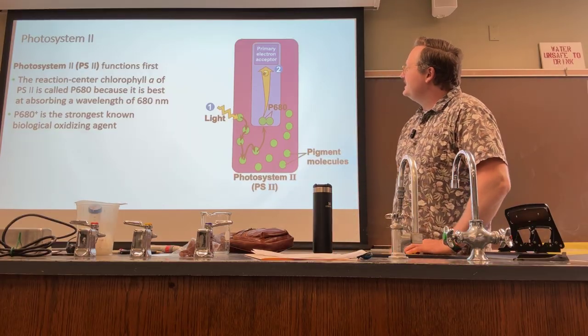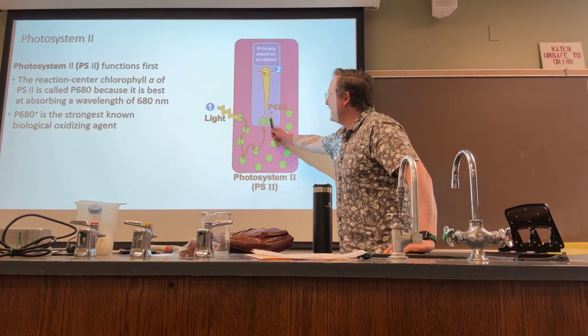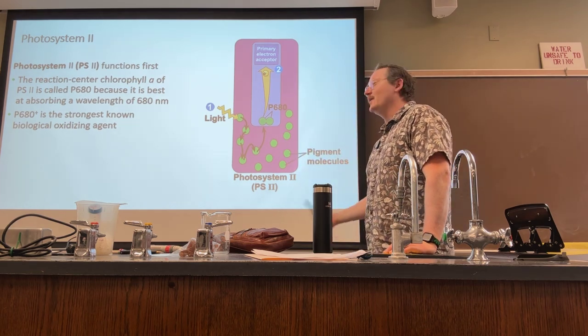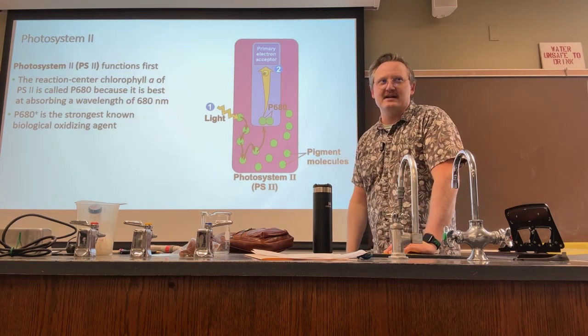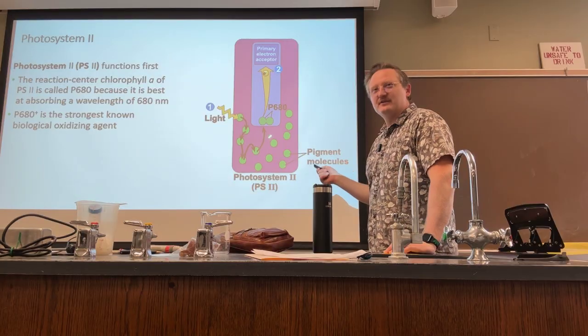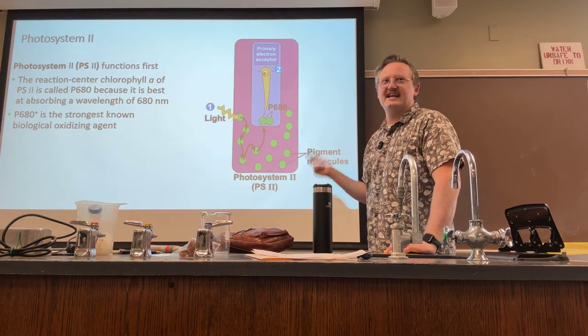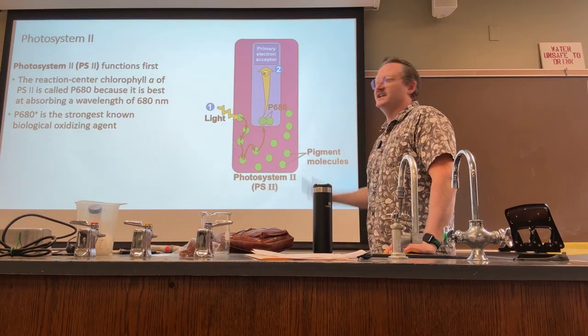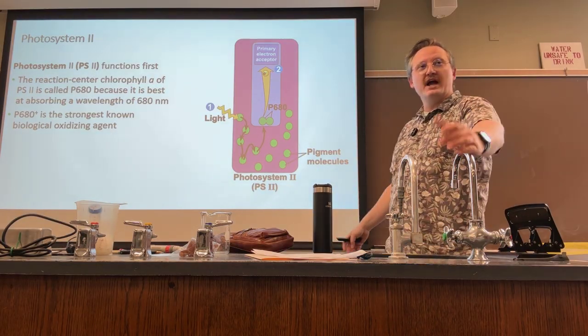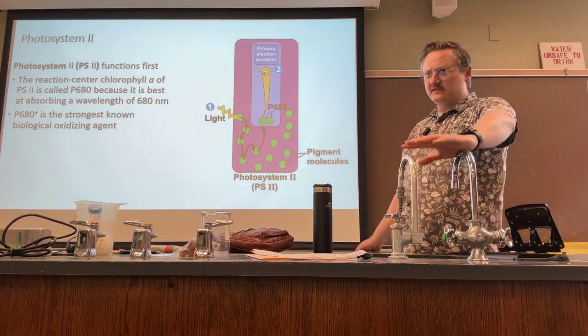So why is this called P680? Because it's the best at absorbing light at the wavelength of 680 nanometers. It's a special pair of chlorophyll molecules that exists to have electrons kicked off of it and then to oxidize water. Okay? Solid so far?